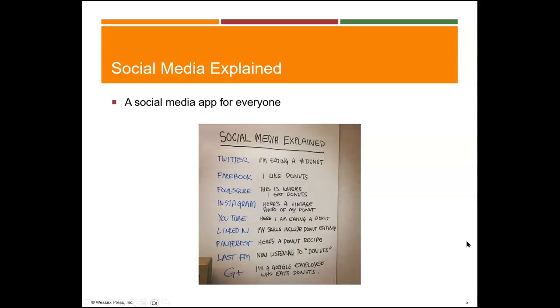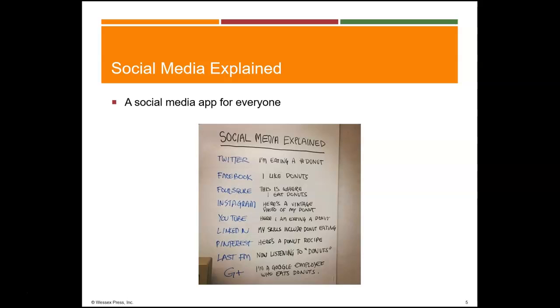Here is Social Media Explained, an app for everyone. If you look at this picture, they have what each of these would mean if you were to talk about maybe a donut. On Twitter, your message would sound like, I'm eating a #donut. On Facebook, I like donuts. Foursquare, showing you where you're at: this is where I eat donuts. Instagram, all of you know that is for photos and videos, short videos.